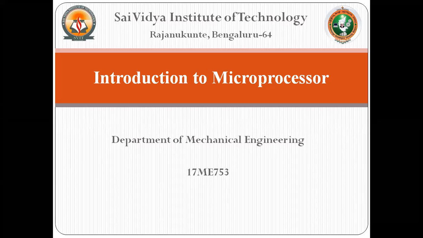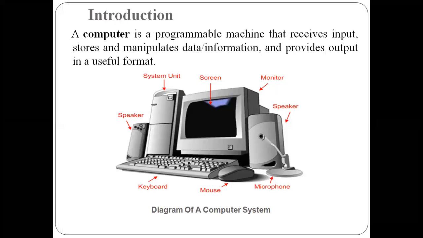Welcome to all. Today, we are going to discuss the microprocessor. Firstly, we are going to get ourselves familiar with how a computer, or a desktop PC, is formed. A computer is a programmable machine that receives input, stores and manipulates data or information, and provides output in a useful format. We'll be having different components of the computer as shown in the picture.